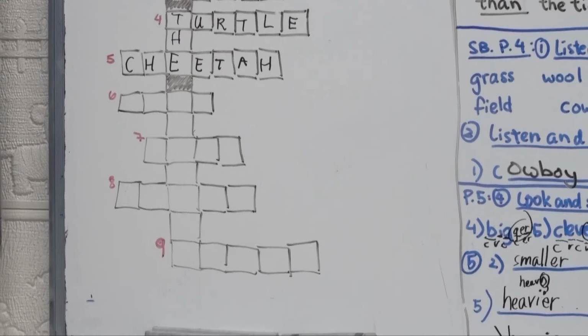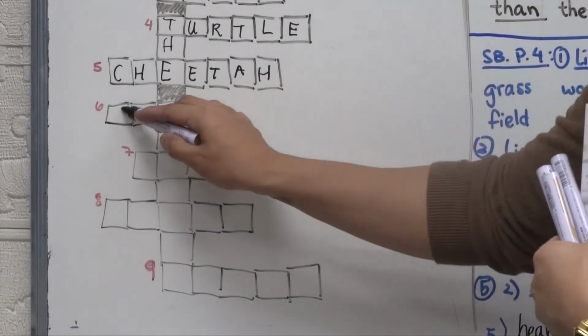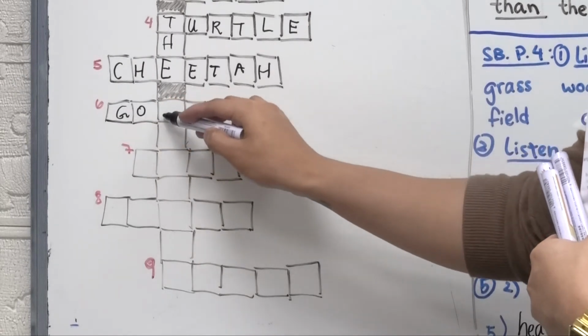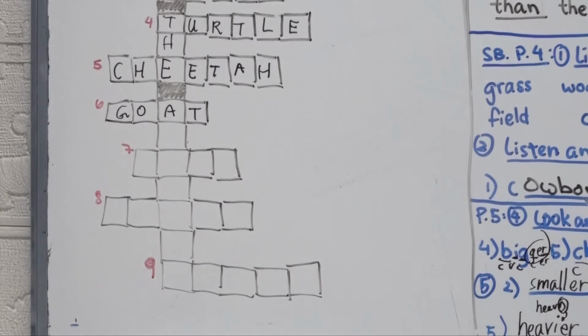Alright, next one. Number 6 is very easy, a goat. How do we spell goat? G-O-A-T. Goat. Very good.